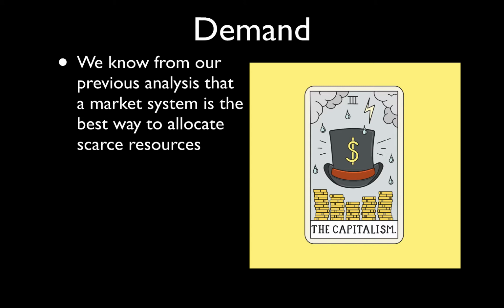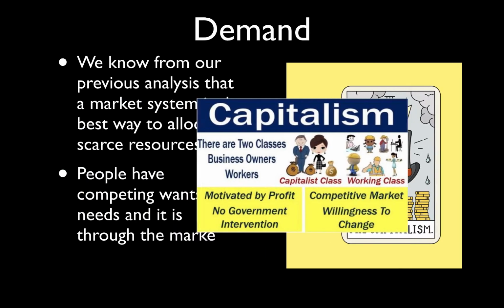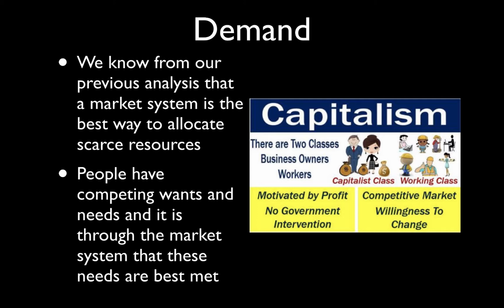Now, we know from our previous analysis that a market-based system is the best way to allocate scarce resources. We've seen the lessons of history throughout time when people deviate from market-based systems and the atrocities that have occurred in communist societies like the Great Leap Forward, or even if you just look at Venezuela nowadays, it's horrific what's going on there. That's all through communism. Okay? And people have competing wants and needs, and it is through the market-based system, through the interaction of demand and supply, that a set of prices comes about, and they answer the three questions of what is to be produced, how it is to be produced, and who gets it.